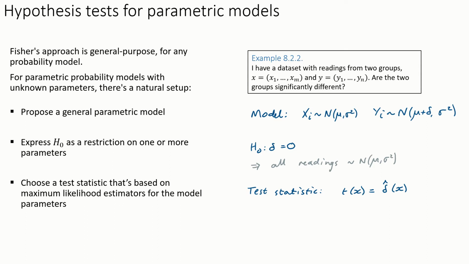The next idea is that if we're stuck for ideas about what to use as the test statistic, we can pick something related to the model parameters. In this question, we're interested in whether the two groups are different, i.e., whether or not delta is non-zero. So let's just use delta hat as our test statistic. It has to be delta hat, the maximum likelihood estimator, not delta. Remember, the test statistic must be a statistic, i.e. a function of the observed data, and it's not allowed to involve any unknown parameters.